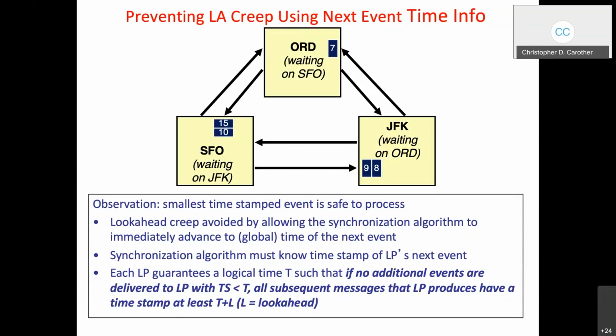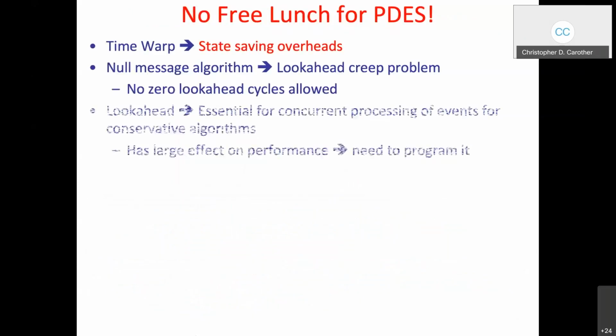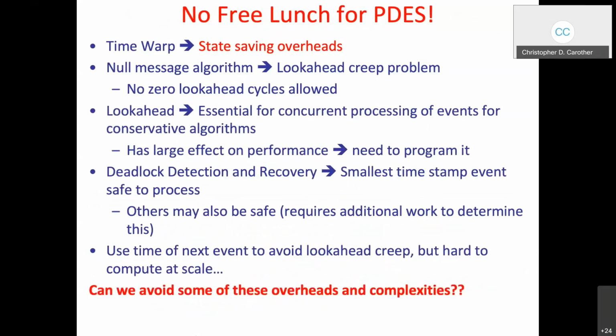So the big summary here is that there's just no free lunch when it comes to parallel discrete event simulation. Of course, time warp has its state saving overheads. We saw null message has the creep problem. We can't have zero lookahead cycles. That causes problems. The ultimate lookahead is actually essential for any sort of concurrent processing. If you make any changes to your program, you can have a large impact on your parallel performance.